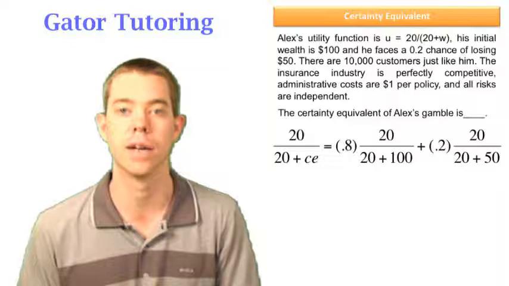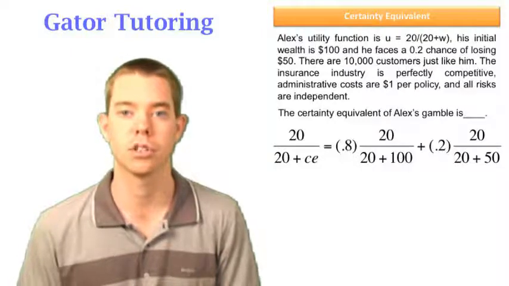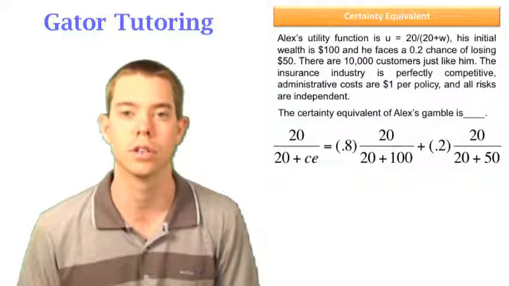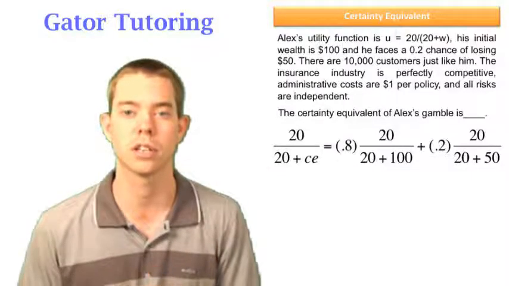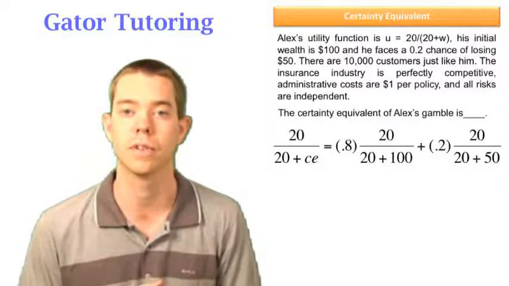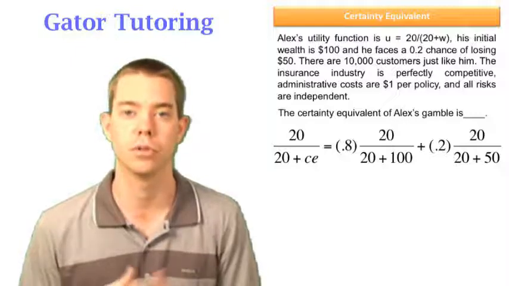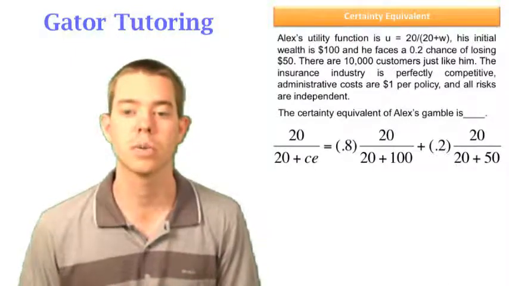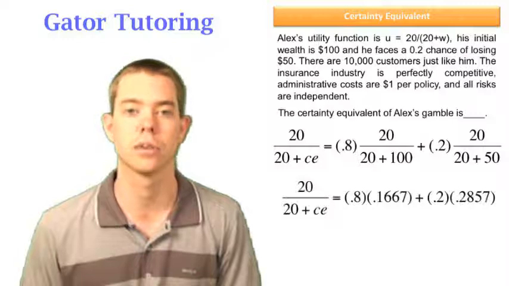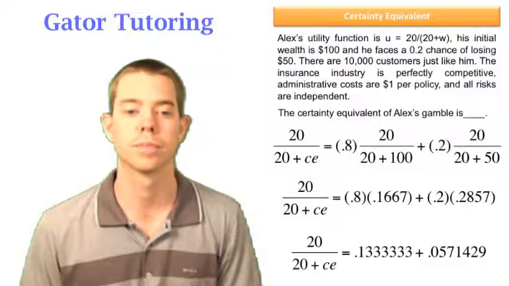On the right side, we have his gamble. We have an 80% chance that he's going to end up with 100, so we plug in 100 to his utility function. And we have a 20% chance he's going to end up with 50 because he'll lose 50. So we plug in 50 to his utility function. From here, we're just going to do a bunch of math. We're going to crunch out these numbers and combine like terms.